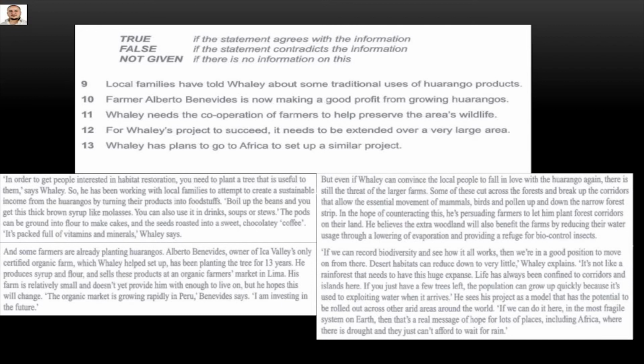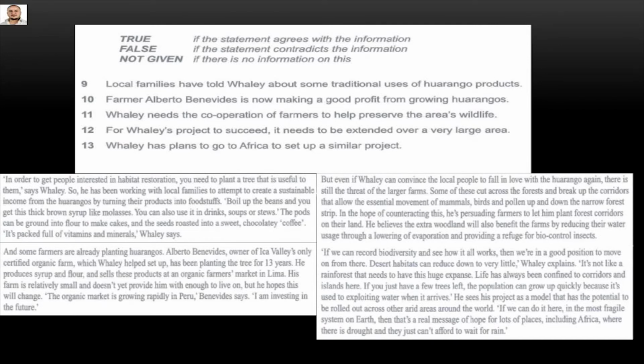It says farmer Alberto Benavides is now making a good profit from growing algarrobos. So it gives wrong information. That means 10 is false. Why? Because it says his farm is relatively small and does not yet provide him with enough to live on, and here it says making a good profit. So number 10 will be false.